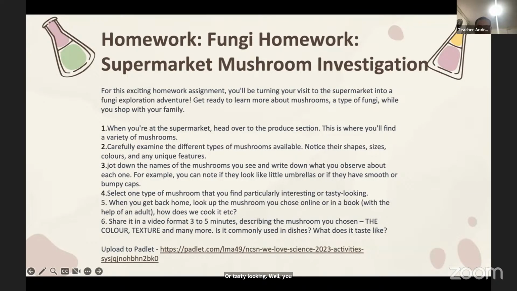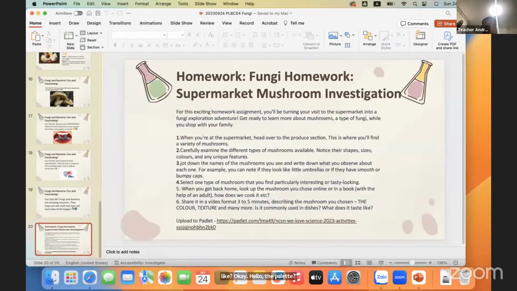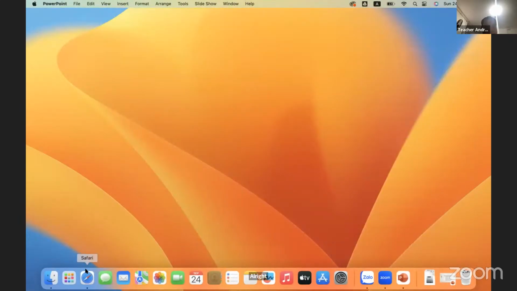When you go back home, look up the mushroom you chose online or in a book and find out how we cook it. Share in a video around 3 to 5 minutes describing the mushroom you've chosen, the color, the texture, and many more. Is it commonly used in dishes? And how does it taste? Upload to Palette once you are done. All right. Without further ado, let me end the presentation and we go to the booklet for today's lesson.